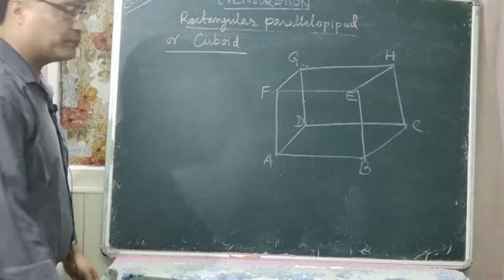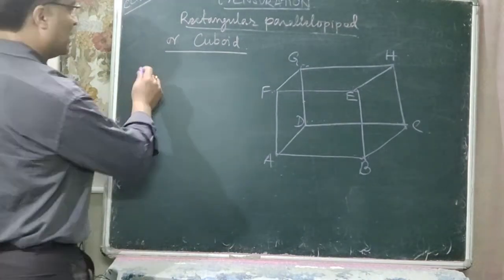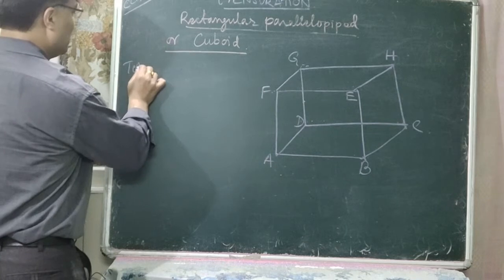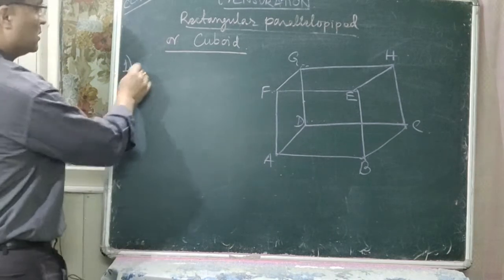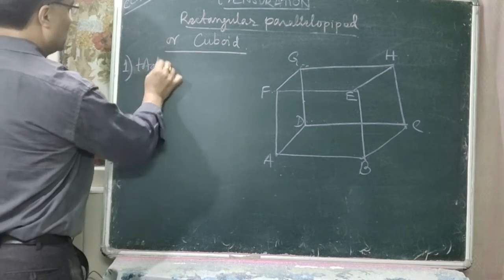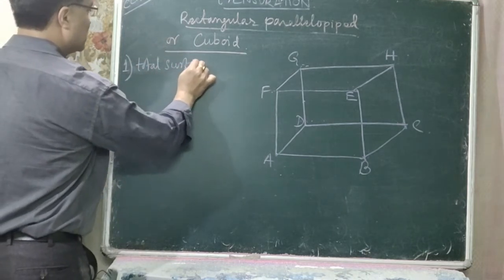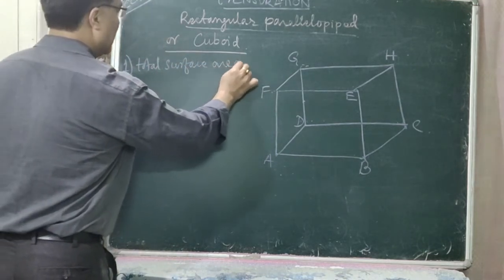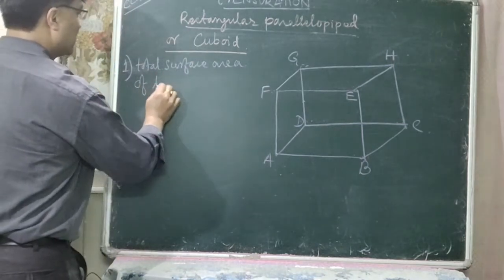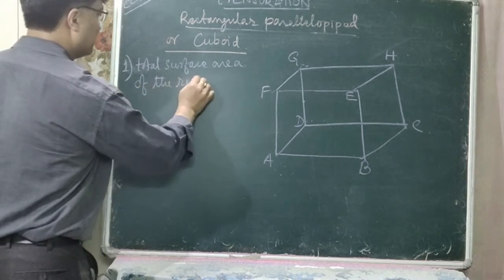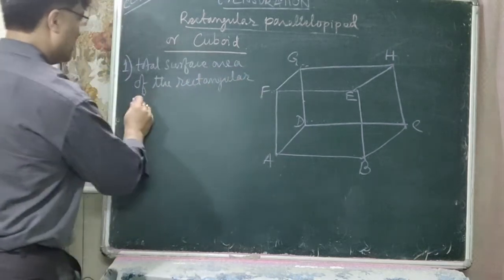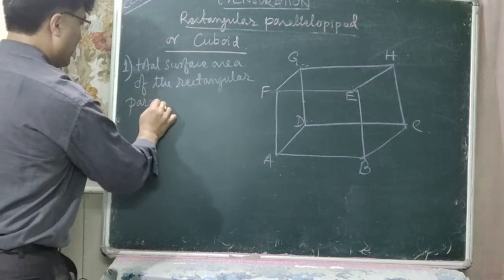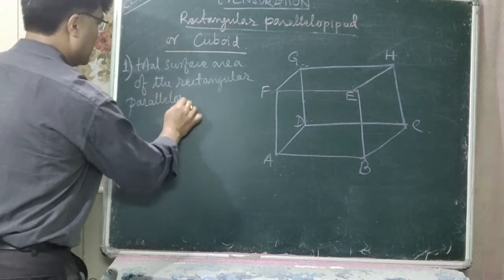So now let us write down the formula. Now so सबभन्दा पहिला हामी के लेख्छौं, total Number 1. Number 1 is total surface area of the rectangular parallelopiped.